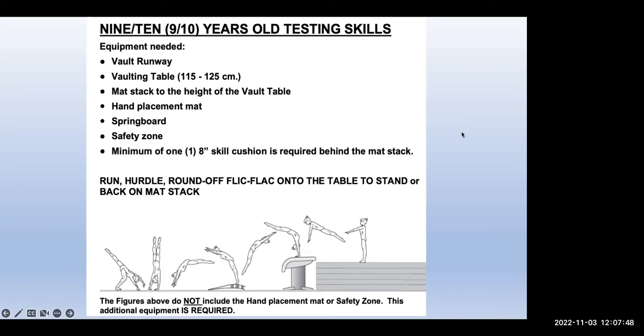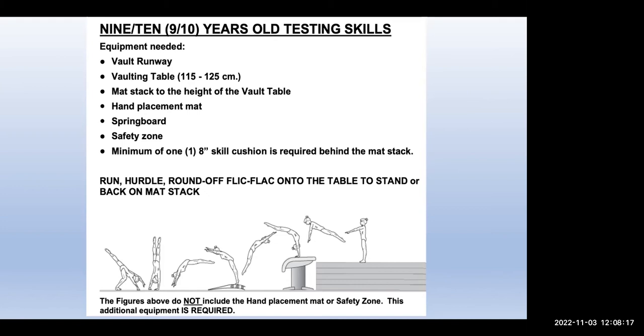The mat stack behind the table is like level 7. I'll get to that in a second. They need the hand placement mat, the safety zone, and at least 1 8-incher behind the mat stack. So they're going to do their round off, run, hurdle, round off, flick flack onto the table, and then repulsion backwards to stand on the mat stack, or they can land on their back.